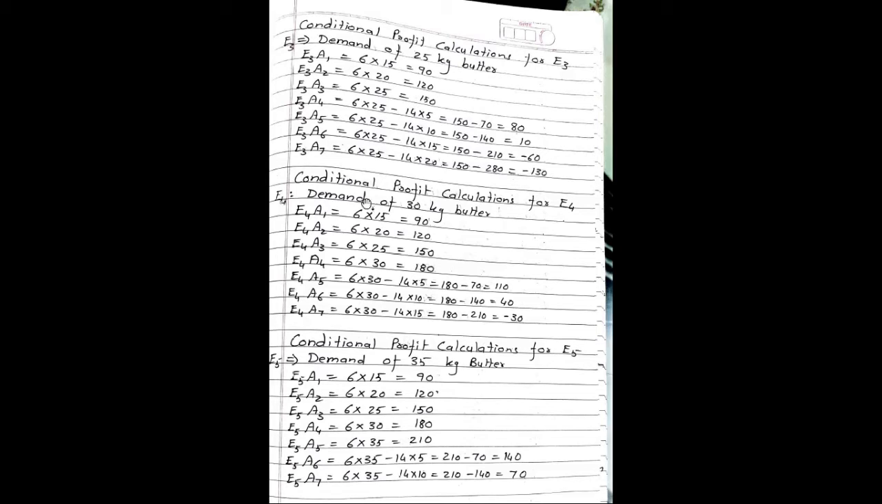Same way we can calculate for E4. E4 is defined as demand of 30 kg. E4, A1. A1 is stock of 15 kg only. So 6 into 15, which is nothing but 90. Then E4, A2, stock of 20 kg only. So 6 into 20, we can sell only 20 kg, answer becomes 120. E4, A3, stock of 25 kg. Though the demand is for 30, we have stock of only 25. So 6 into 25, answer becomes 150.